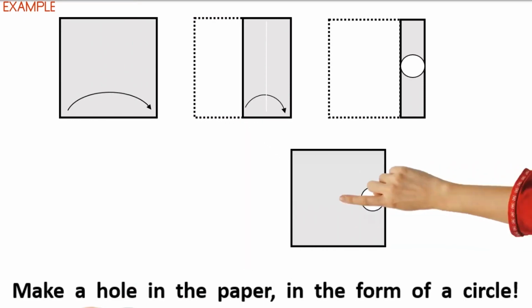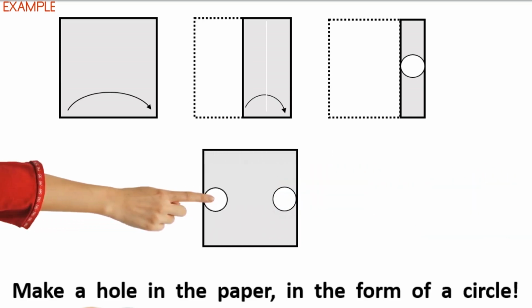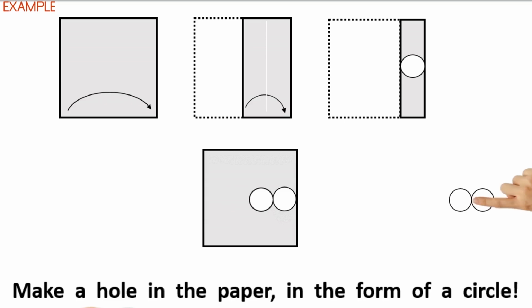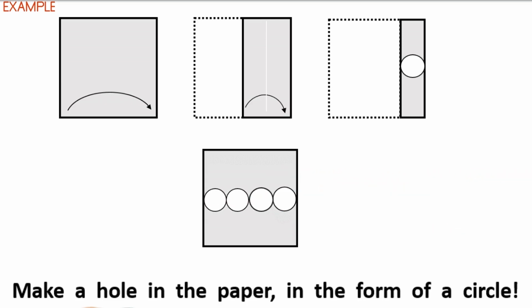So, the first time the sheet is unfolded, you will see two identical holes on the right side of the sheet. The second time the sheet is unfolded, you will see four identical circles, two on the right side of the sheet and two on the left side of the sheet.